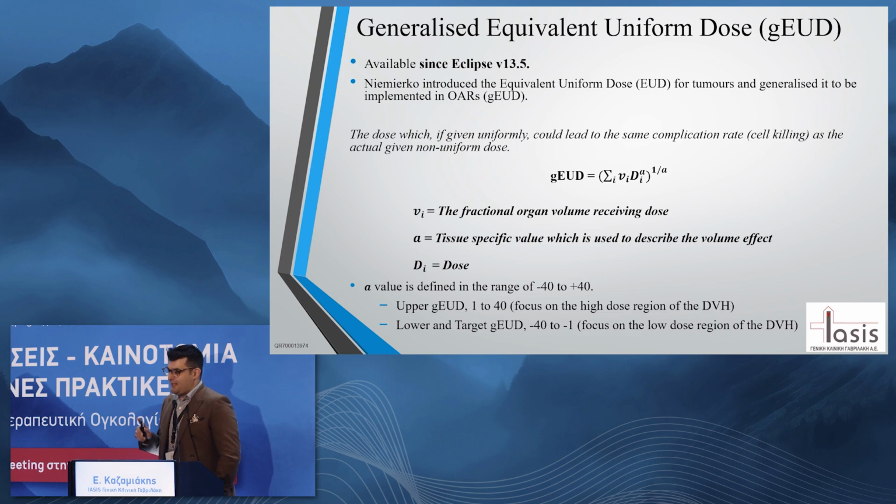gEUDs are really useful, but they have some major drawbacks: increased modulation, increased MUs, difficulty to fine-tune the DVHs, and you need extra QA on your machine. But there are some solutions: optimization structures, create your machine MU objective, just to name a few, and decreased objectives on the photon optimizer.